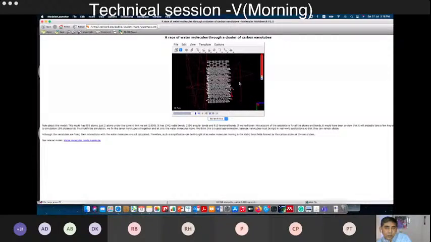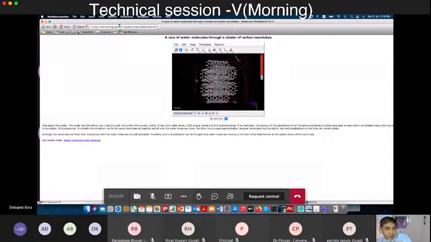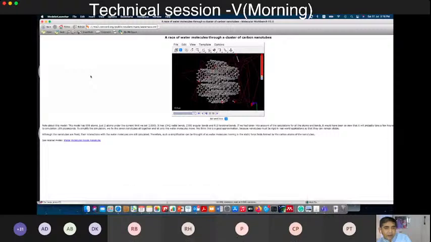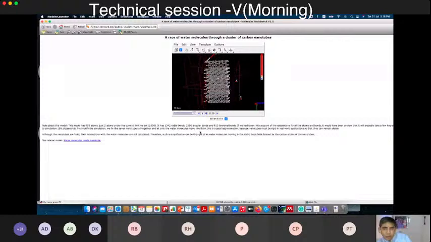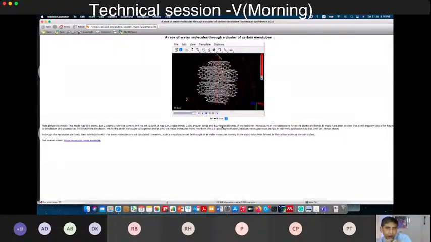Yes, so that's all about this. About this model, actually we have to put 998 atoms, just 2 atoms under the current limit, which we said is 1,000. So it has 1,342 radial bonds, 2,386 angular bonds, and 910 torsional bonds. So all these bonds and all these things we can design in a CAD drawing and then put together into the simulation. So that's basically some kind of virtual lab experiments we can perform in an online platform like this.